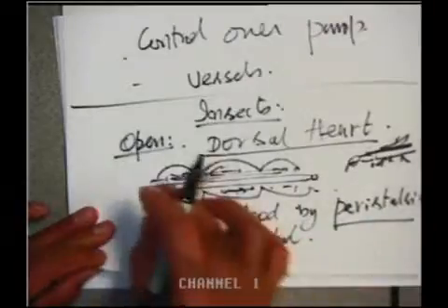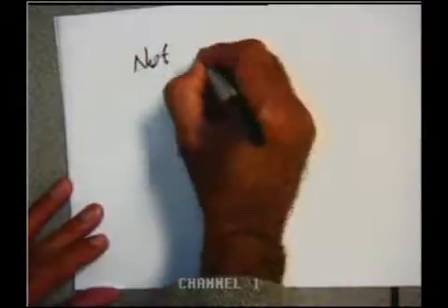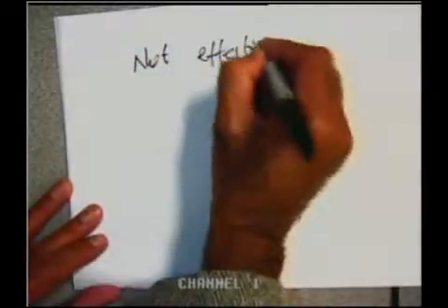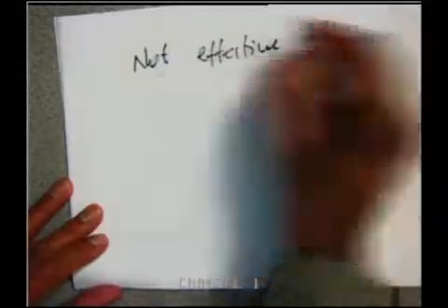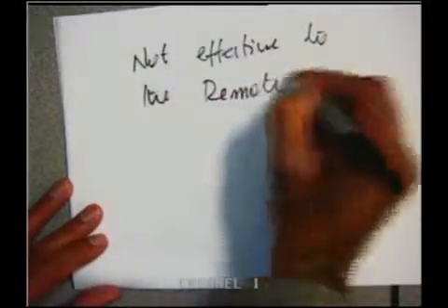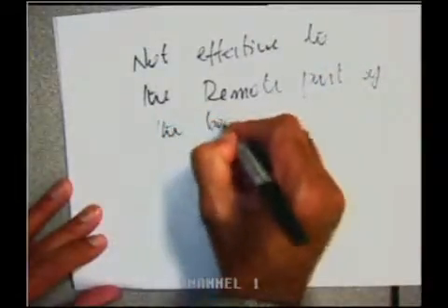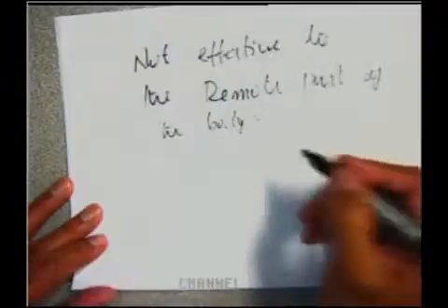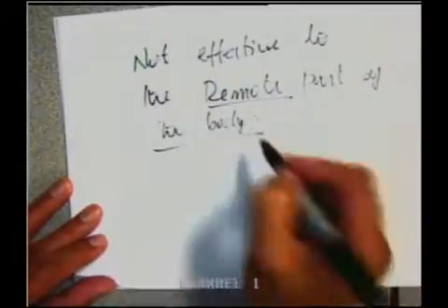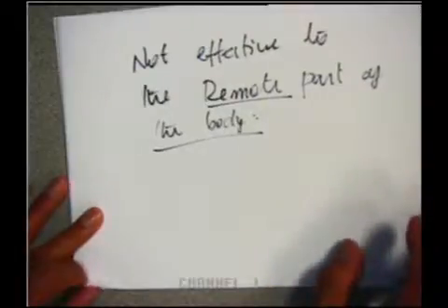So if you do this, what happens? This heart is not effective for the remote part of the body, because it's very slow. There's not much pressure. So the remote part of the body is not receiving any blood from the circulatory system.